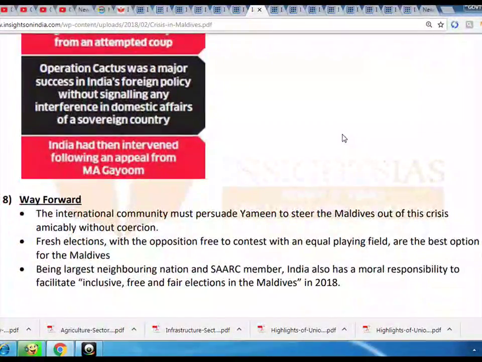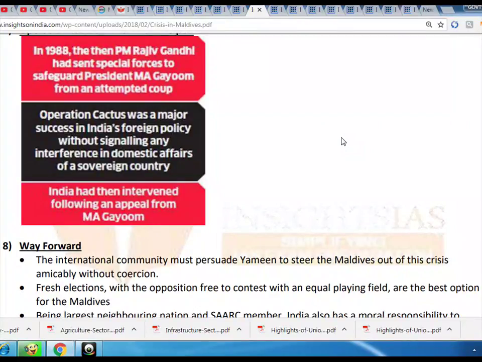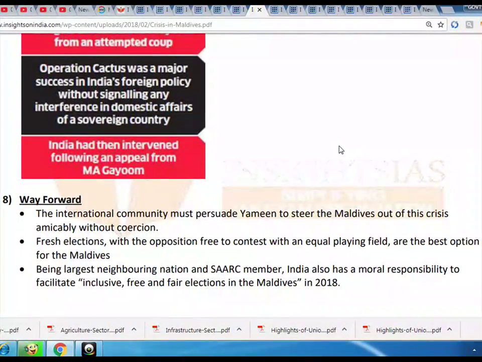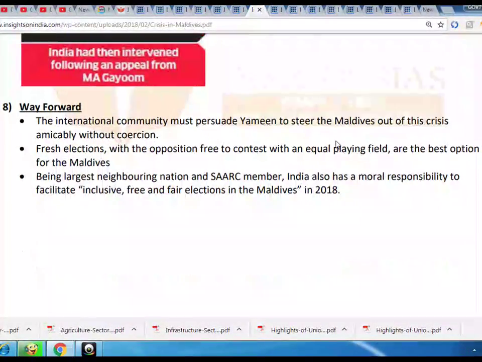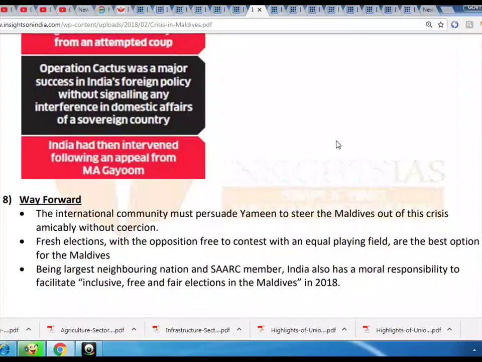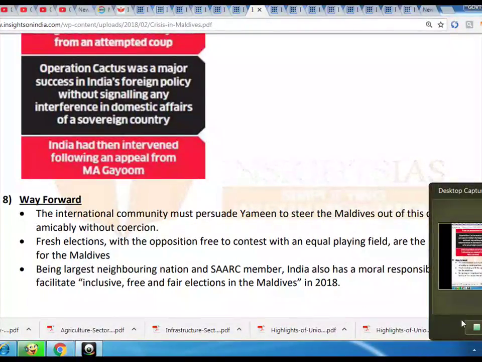7. Operation Cactus. When India helped Gayoom forward, the international community must persuade Yameen to steer the Maldives out of this crisis amicably without coercion. Fresh elections, with the opposition free to contest with an equal playing field, are the best option for the Maldives. Being the largest neighboring nation and a SAARC member, India also has a moral responsibility to facilitate inclusive, free and fair elections in the Maldives in 2018.